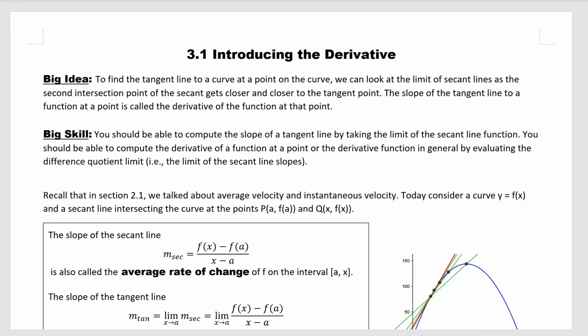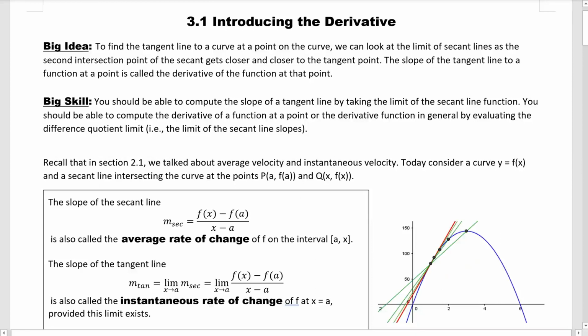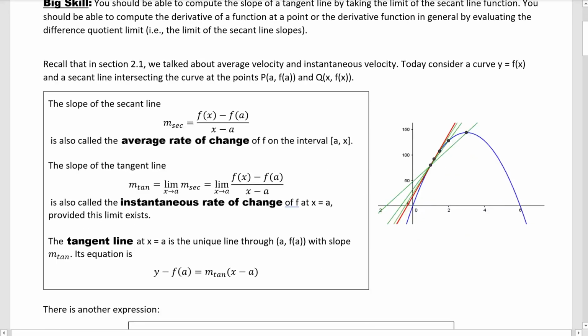Okay, so we recall in section 2.1, we talked about average velocities and instantaneous velocities. So today we consider a curve, y equals f of x, and a secant line intersecting the curve at the points P(a, f(a)) and Q(x, f(x)). So let's look at this picture. Let's say the first point we call a, and then the second point we call x.